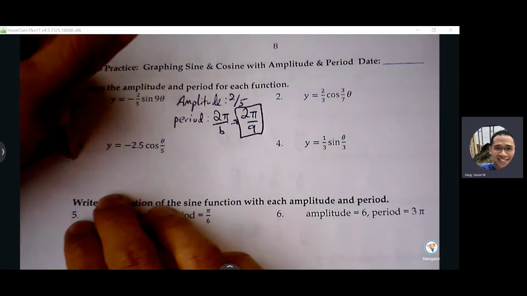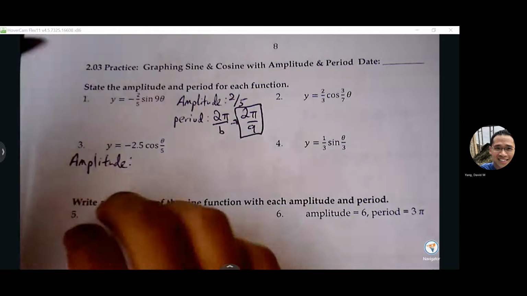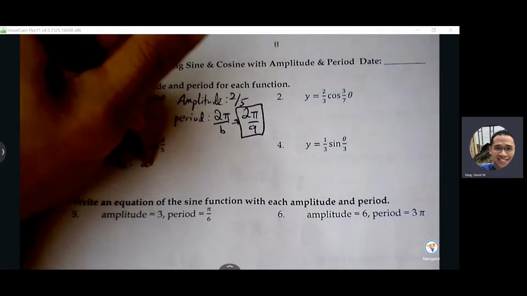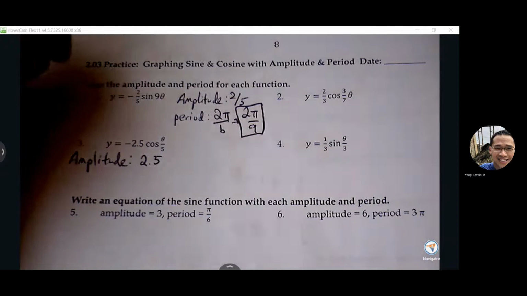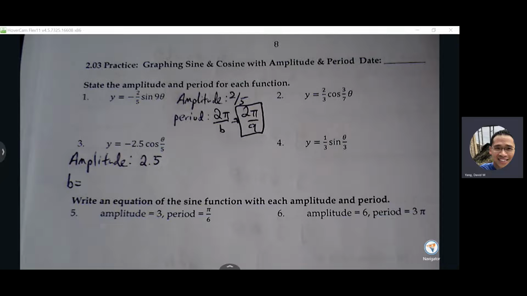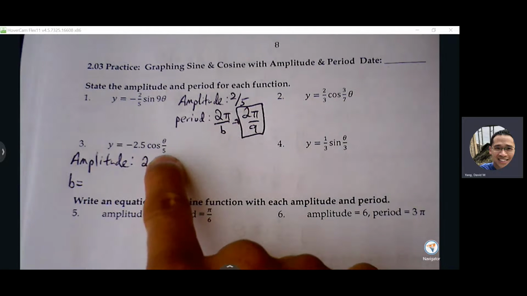All right, number 3. What's the amplitude for number 3? Just 2.5, right? The a value is negative 2.5, but the amplitude is just 2.5. So let's build our period here. What's our b value? Good, 1/5. So we got that 5 in the denominator. Think of it as pulling that 5 in the denominator out in front, and it's going to be 1/5 theta.